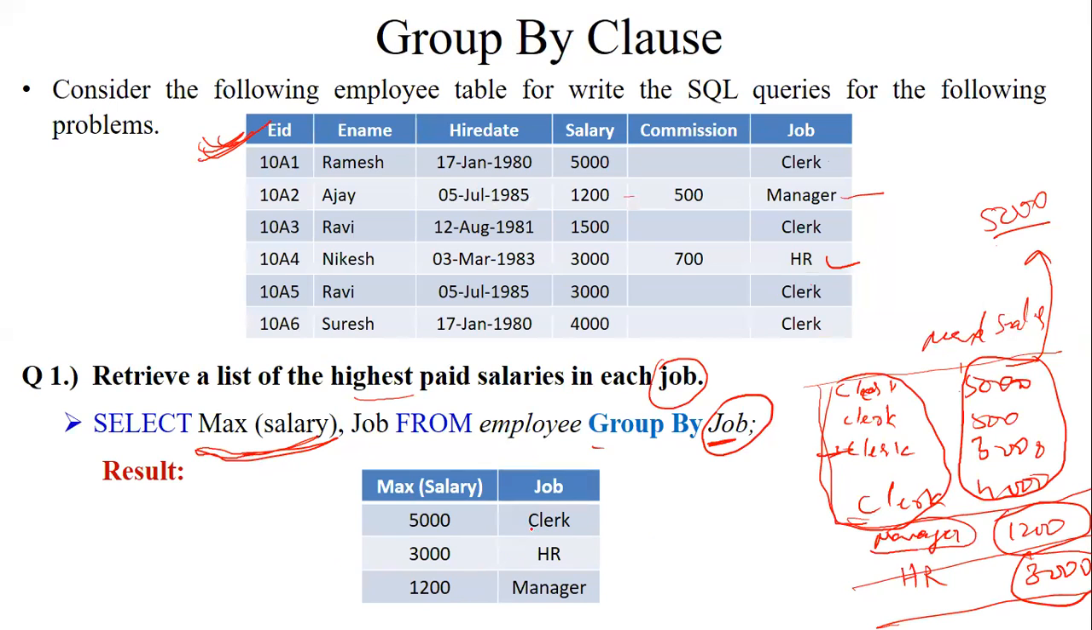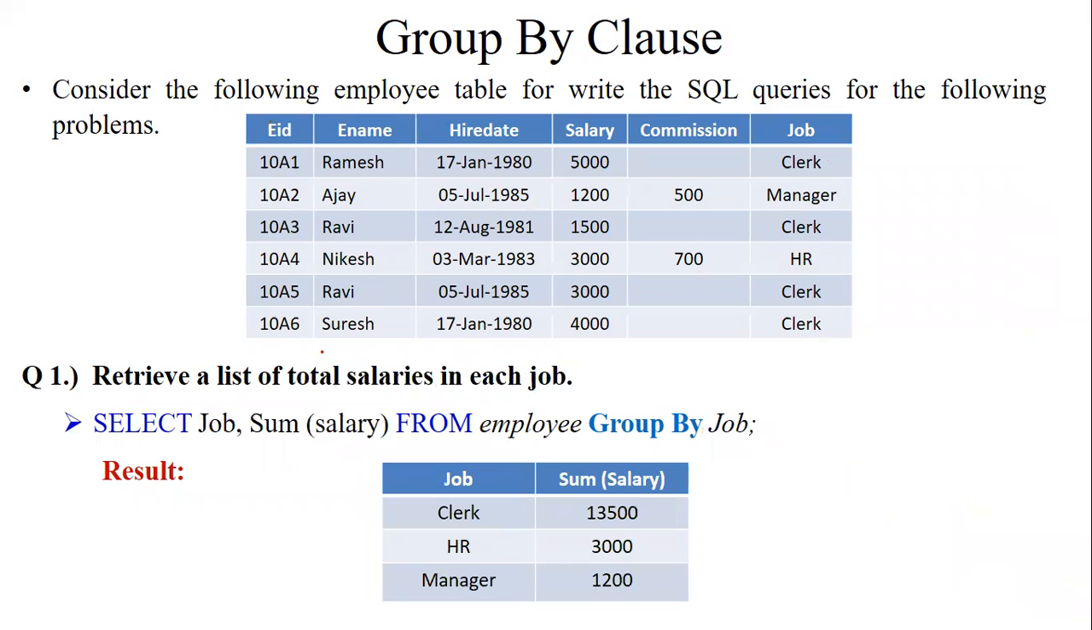अगर sorting करोगे ascending order में of this name, then clerk पहले automatically आएगा, फिर HR आएगा, फिर manager आएगा, because C का ASCII वैल्यू छोटा होता है H से, और H का ASCII वैल्यू छोटा होता है M से, that's why. Is it okay? Yes, sir.